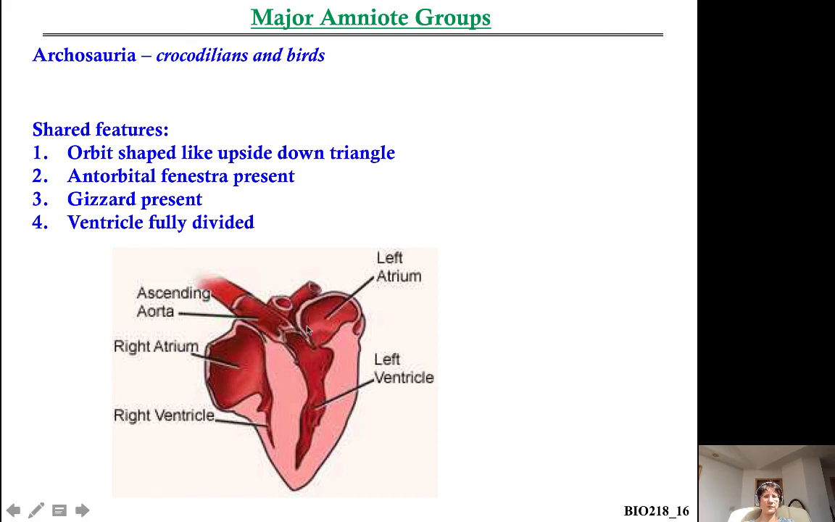However, suffice it to say that there's a full septal separation between the right side and the left side so as to prevent oxygenated blood from mixing with deoxygenated blood. And that makes sense because we're talking about some really, really active creatures, birds and crocs.